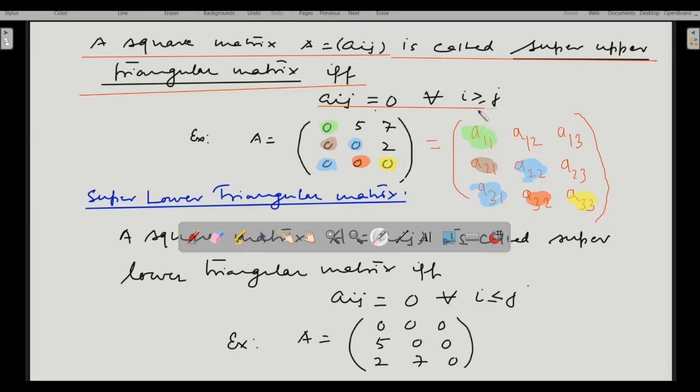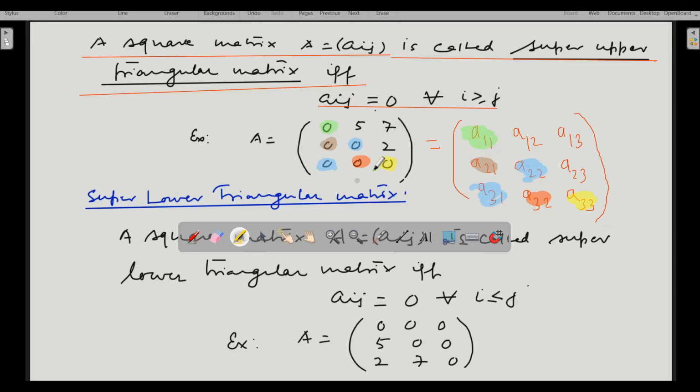So the places where equality holds also have 0 as the element, and the places where the greater than condition holds, here, here, and here. A21 means 2 is greater than 1, A31 means 3 is greater than 1, A32 means 3 is greater than 2. So these elements are also 0. According to this condition, these elements are also 0. So this is the thing.